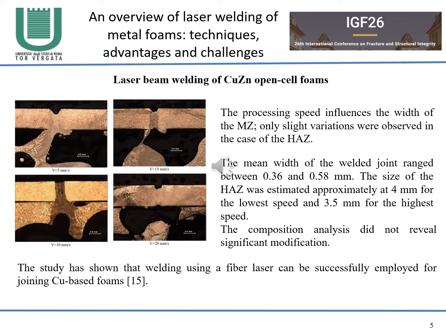During welding, the processing speed influences the width of the molten zone, while only slight variations were observed in the case of the heat-affected zone. The mean width of the welded joint ranged between 0.36 and 0.58 mm, and the size of the heat-affected zone was estimated at approximately 4 mm for the lowest speed and 3.5 mm for the highest speed.